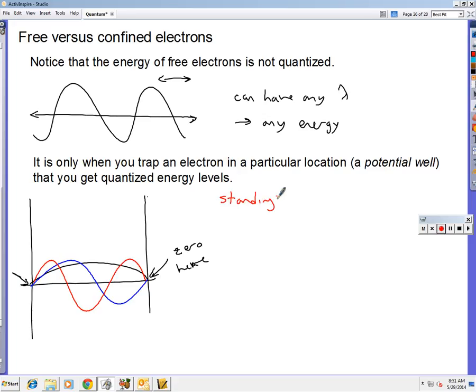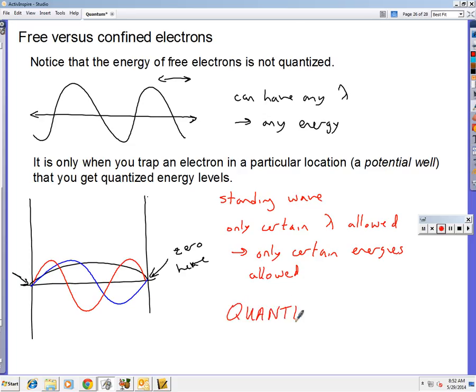So it's a standing wave. Remember when we did standing waves on a string? Only certain wavelengths were allowed. And because only certain wavelengths are allowed, only certain energies are allowed. And that means quantization. And so, using the idea that particles behave like waves, we have explained, in a very hand-wavy sort of way, where the energy levels in the hydrogen atom come from.